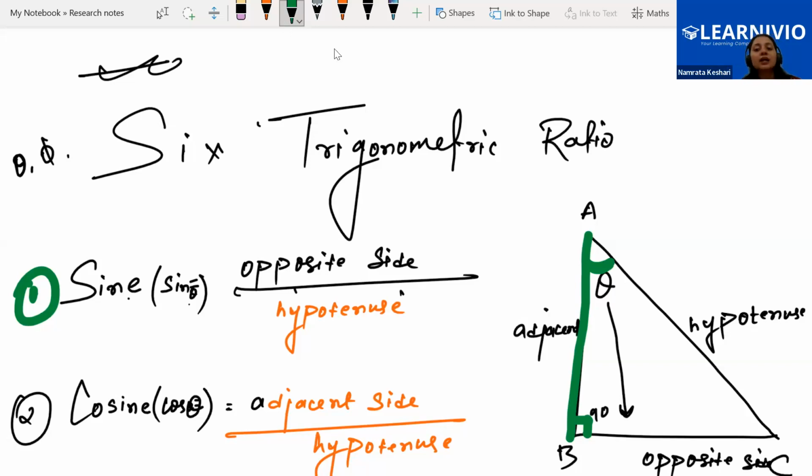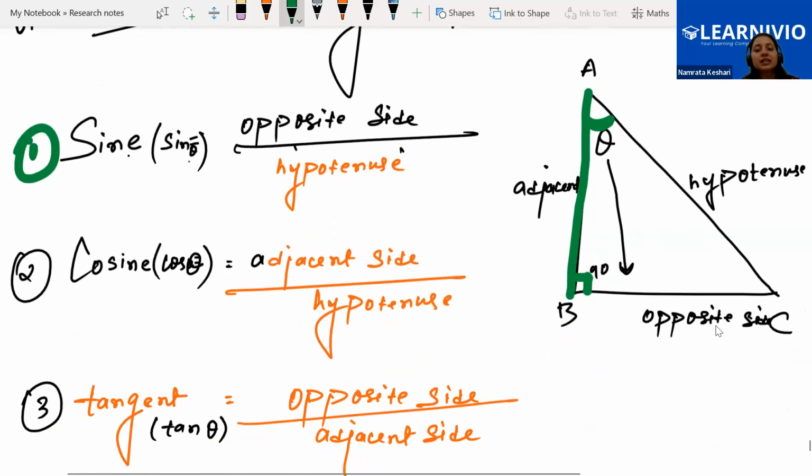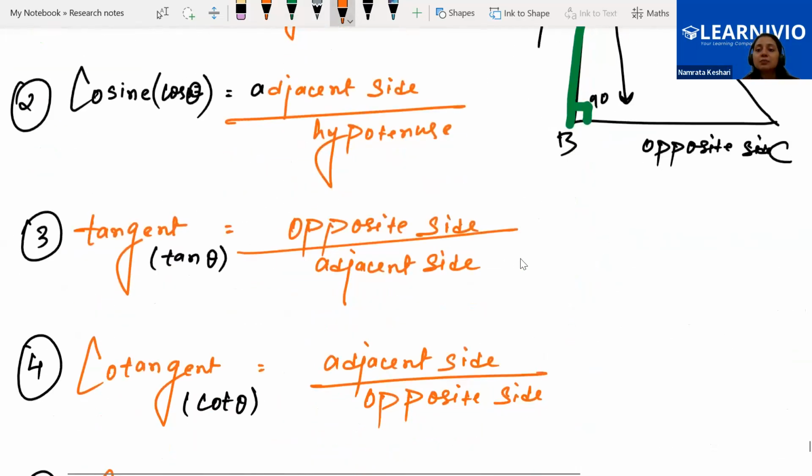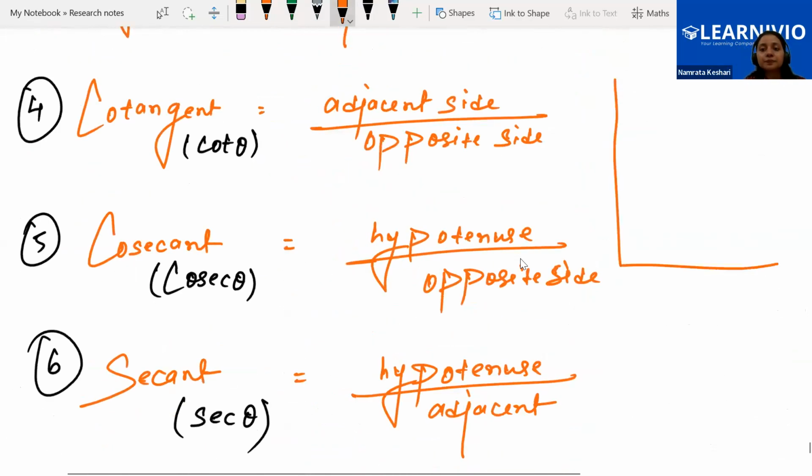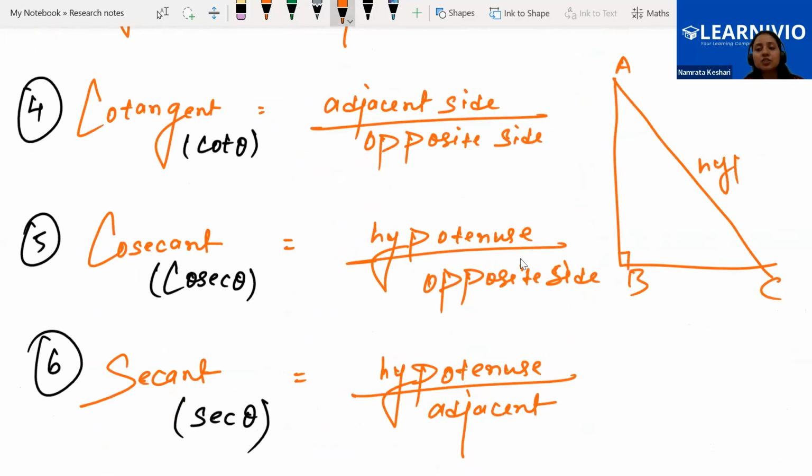Okay, so if angle theta is here, opposite side is BC, adjacent side is AB. Now if I draw the same triangle over here, A, B, C, and 90 degree over here, still hypotenuse will not change. Hypotenuse will never ever change. Hypotenuse means opposite to 90 degree, whatever side is there, that's hypotenuse.